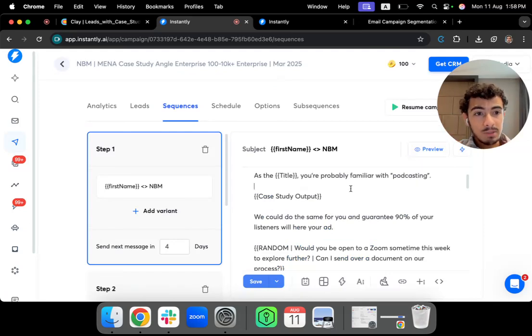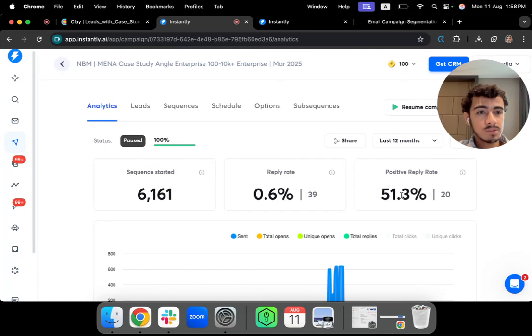And this is, we believe, one of the reasons why this campaign was able to get a 51% positive response rate. We booked 9 calls off this campaign and we only sent about 7,000 emails. So your email-to-booking ratio is like 700, 800 emails. It took us around 700, 800 emails to book 1 call, which is pretty good.